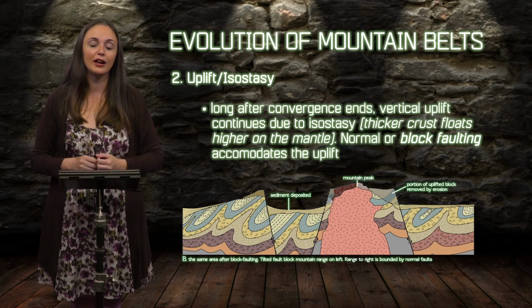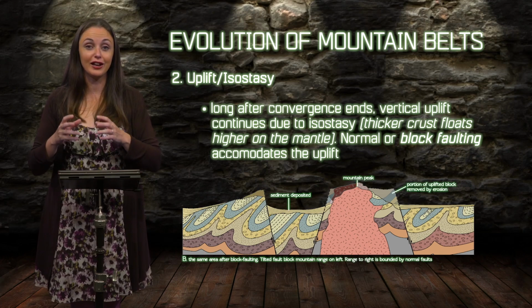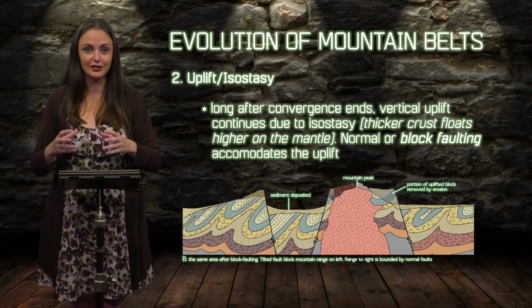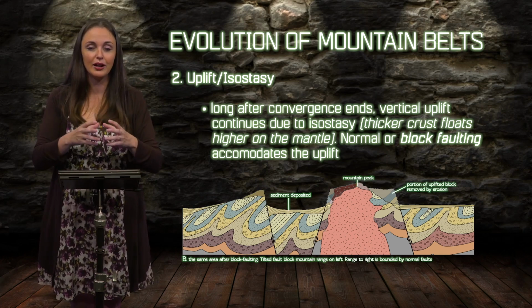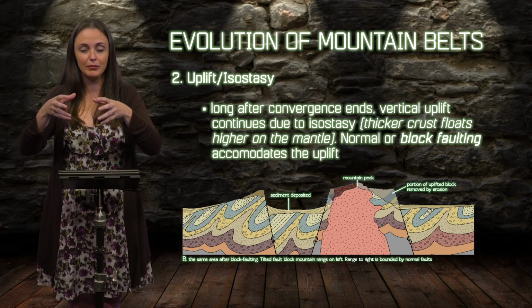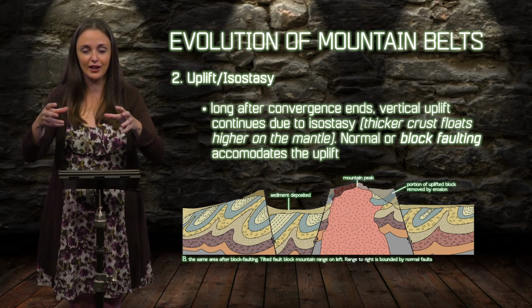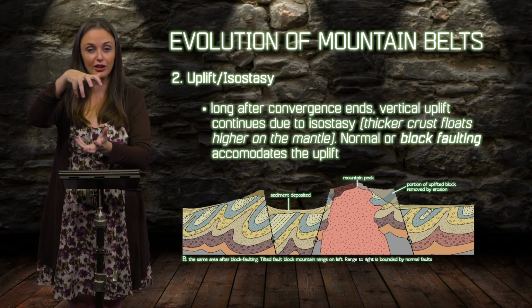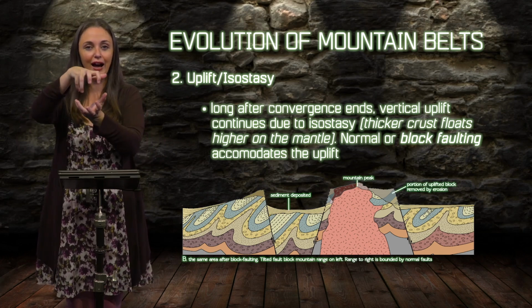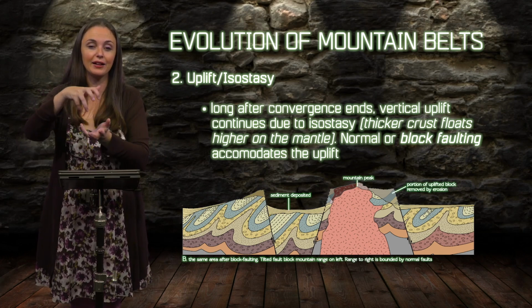So I call this step the uplift/isostasy step. Isostasy, iso meaning equal, is just basically going to mean that given the same amount of crust but making it thicker, it has to then float up higher on the mantle. It has to balance, essentially.